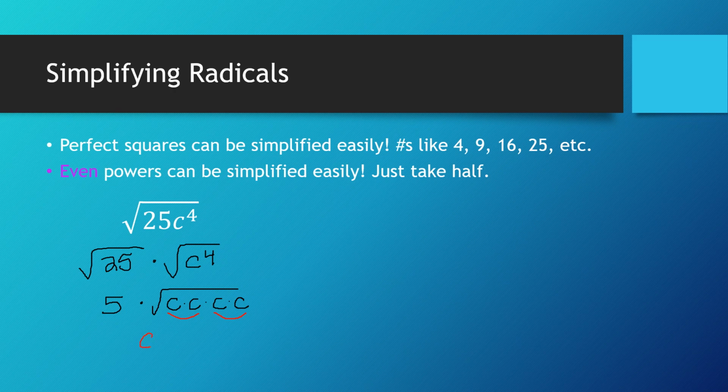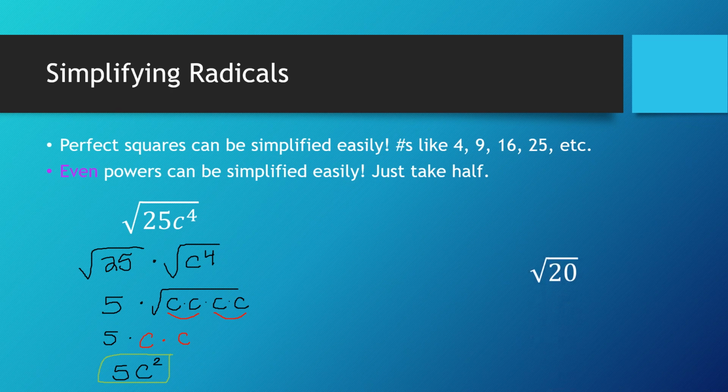So I'm going to be able to bring out a c from the first pair and a c from the second pair. And I still have my 5 that I started with. And when I simplify it all the way down, I'm going to have 5, and then c times c can be simplified as c to the 2nd power. So that would be our final answer. And that's what I was saying about even powers. I started with an even power of 4 underneath the root, and when I simplified out, I end up with half of that power outside the radical sign.